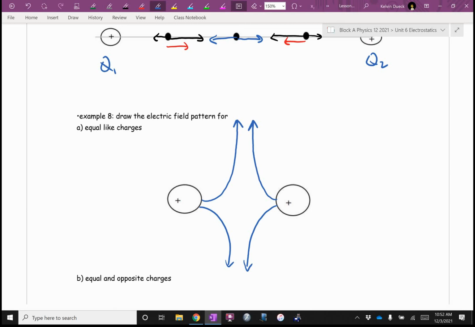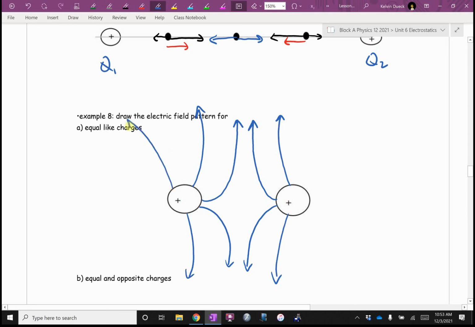Why did I do 2 lines on each? What's the first word of part A? Equal. If they're equal charges, they have to have the same number of lines. So I could also say probably something like that and something like that. Not very even. Probably something like that and something like that. Something like this. Something like that.